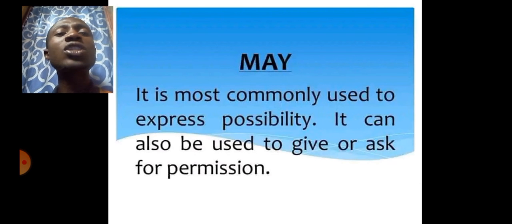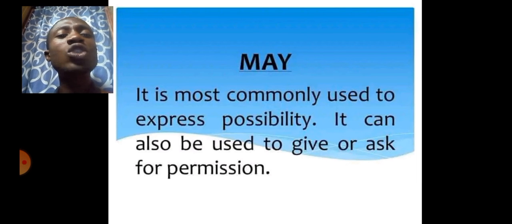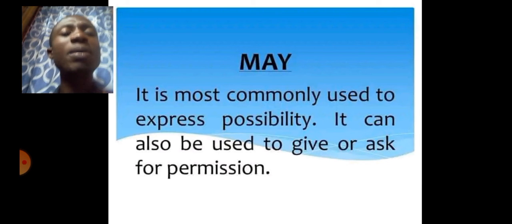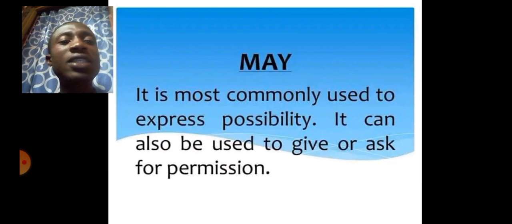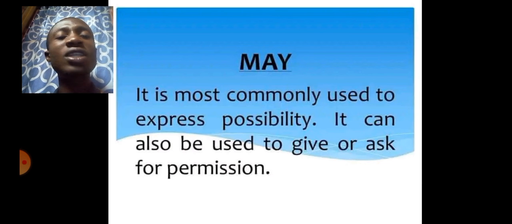Now, let us consider the use of may. May is mostly used to express possibility, and it is also used to express permission. Let us look at some sentences to show examples.